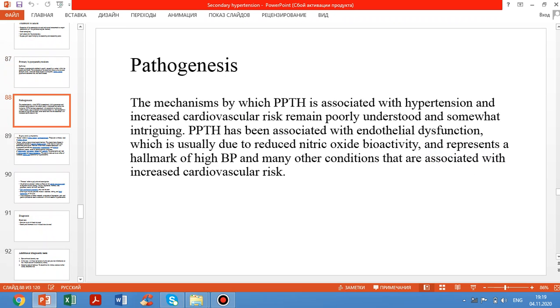Pathogenesis: the mechanism by which primary parathyroid hyperplasia is associated with hypertension and increased cardiovascular risk remains poorly understood and somewhat intriguing. PPTH has been associated with endothelial dysfunction, which is usually due to reduced nitric oxide reactivity and represents a hallmark of high blood pressure and many other conditions that are associated with increased cardiovascular risk.